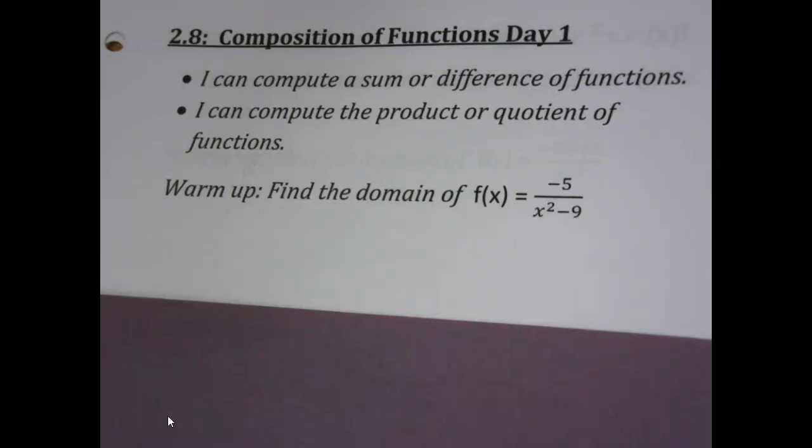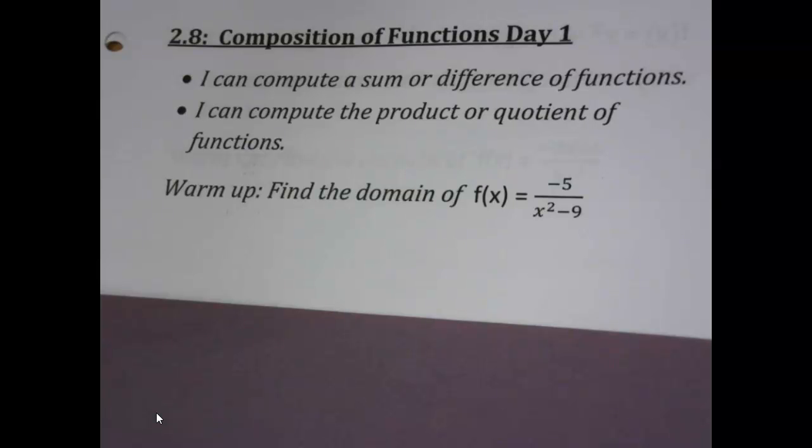This is 2.8, composition of functions, day 1. First, we're going to start with a warm-up of finding the domain of this rational function. Remember, when you see find the domain, it's asking what numbers are okay. Sometimes it's easier to think about it in reverse, though. What numbers are not okay? And this is one of those times where I think thinking about it in reverse makes more sense.